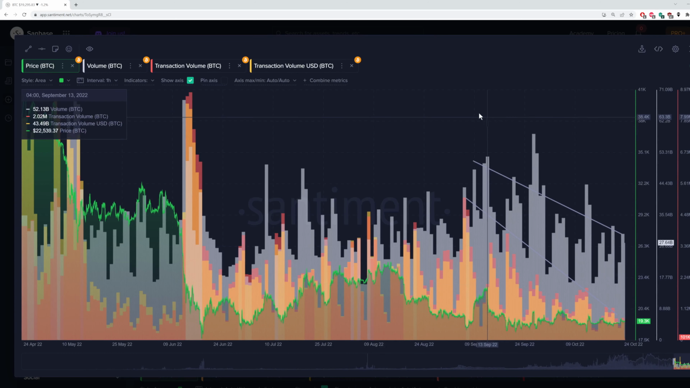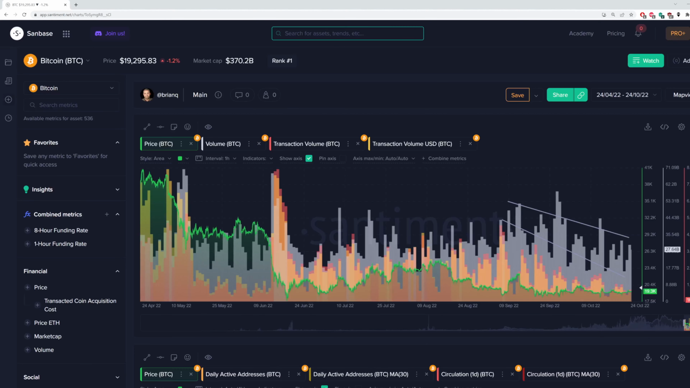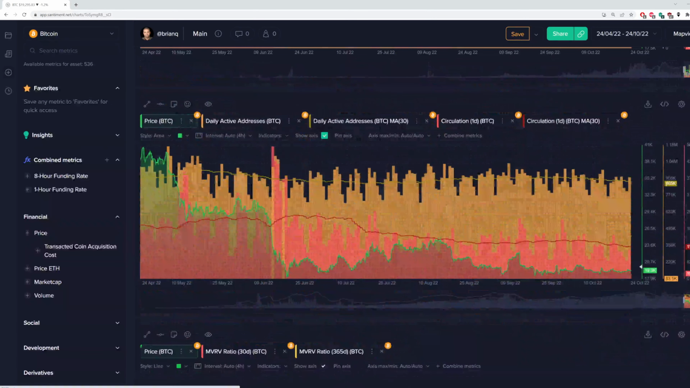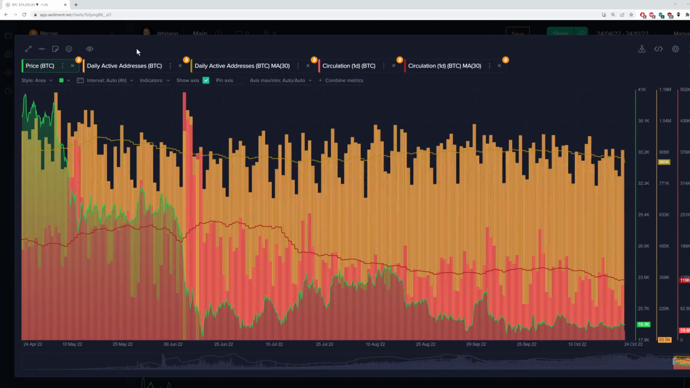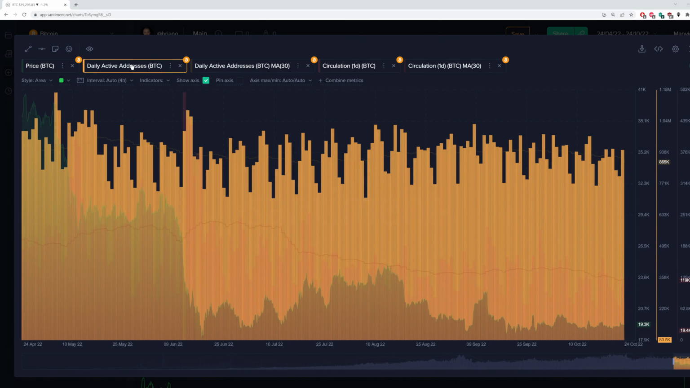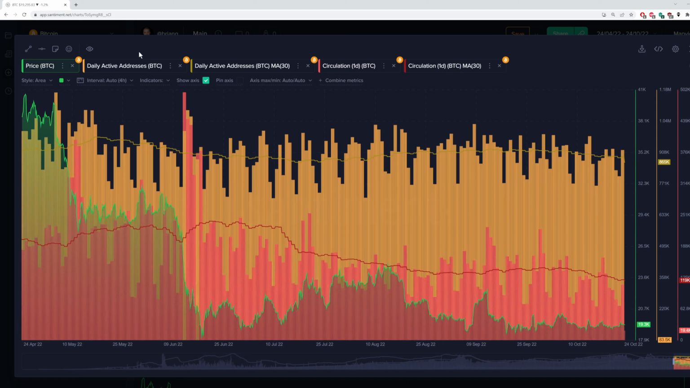We're using Bitcoin as an example and just looking at a brief glimpse at where we're at now to give some context. Next up, this is two metrics combined into one: metric number 2 and metric number 3. Daily active addresses is the amount of unique addresses interacting on the Bitcoin network at any given time, and circulation is the amount of unique tokens that are moving on a day-to-day basis.